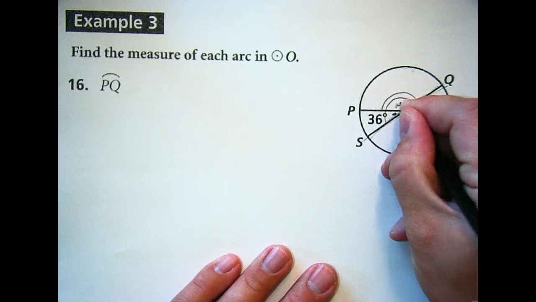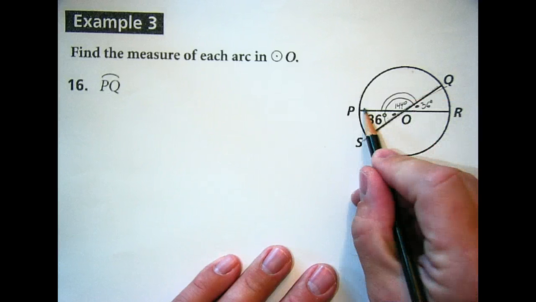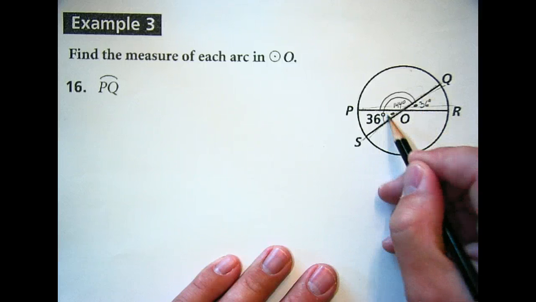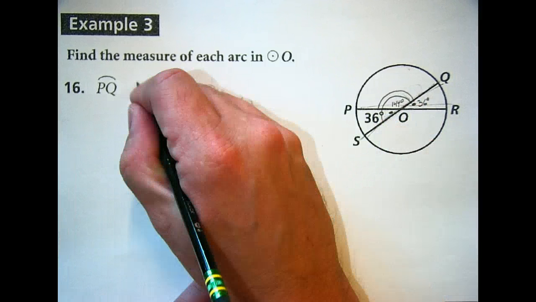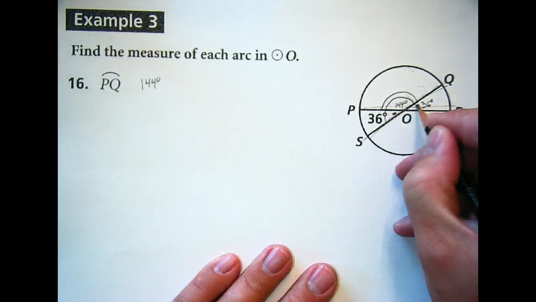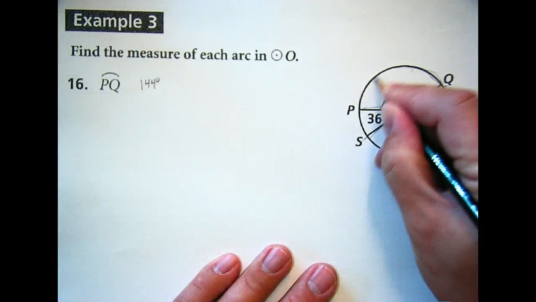144? Good. Yeah, no matter how you look at it, this way or this way, right here, they both have to make a straight line. A straight line adds up to 180, so this has to be 144 degrees because this angle, the central angle, is equal to that arc. Those are the same.